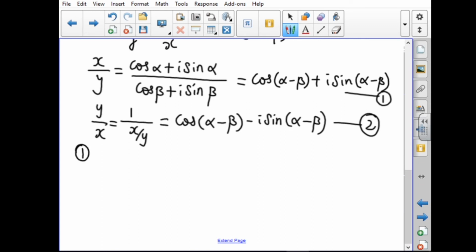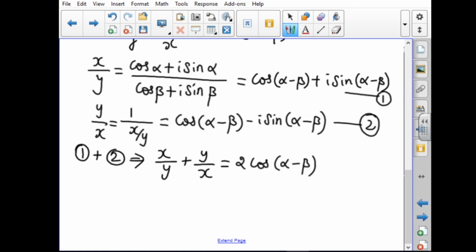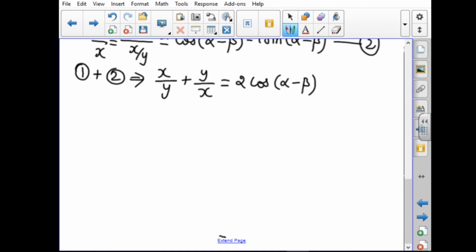Adding 1 and 2: x by y plus y by x is equal to... whenever we are adding the two complex numbers, we will get only the cos term. So 2 cos(alpha minus beta). Hence we proved case 1. So let us move to subdivision 2.